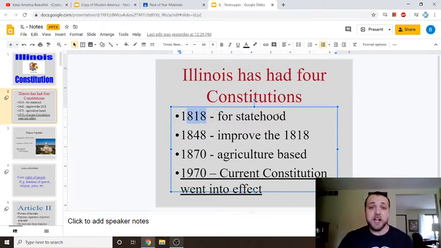They drafted our first constitution, and turned out, right before the Civil War, they decided they needed to update it and write a new constitution as the state had grown in population tremendously, as agriculture is great here in Illinois, and more people were rushing into the state to farm. In 1870, we in fact wrote a whole new constitution that was very agricultural based. In 1970, we drafted and passed our current constitution.